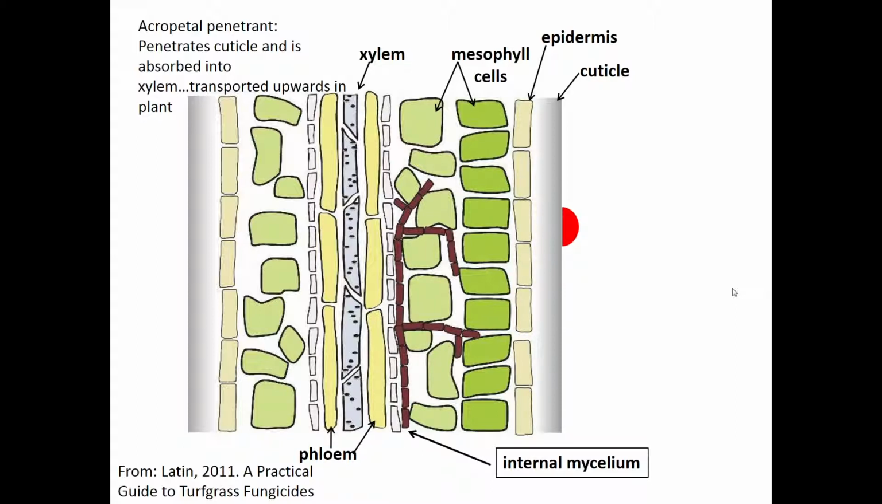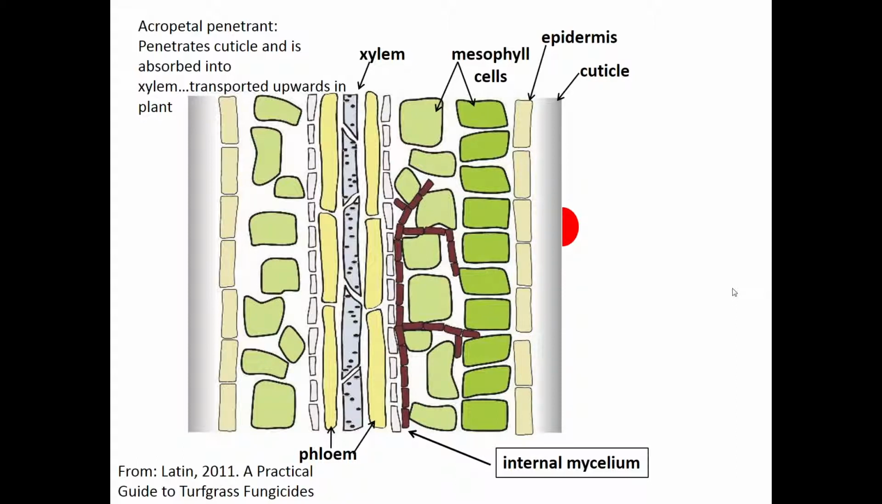To illustrate that, I have this slide from Dr. Rick Latin's book, A Practical Guide to Turfgrass Fungicides, which, by the way, is an excellent book. I highly recommend that anybody who uses fungicides in the turfgrass industry purchase it. You can buy it at the American Phytopathological Society website, and there's a version 2.0 coming out next year in 2019. It's a great book that explains fungicide activity, products, and how they work in a nice, easy to understand manner.